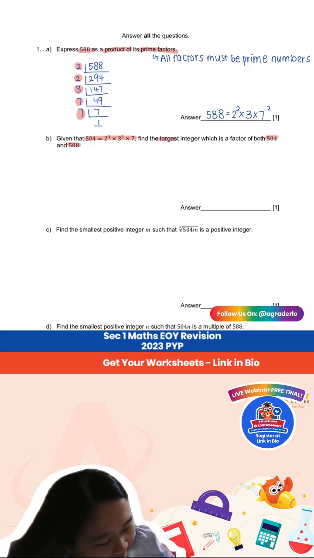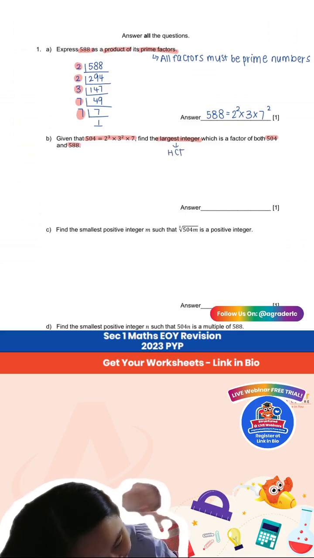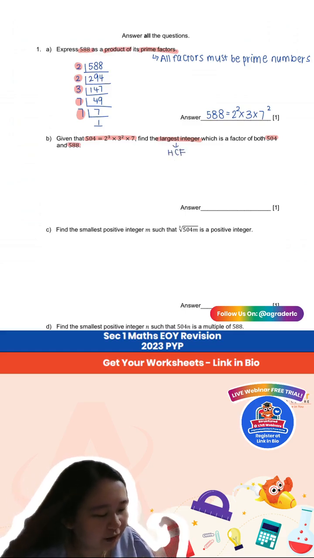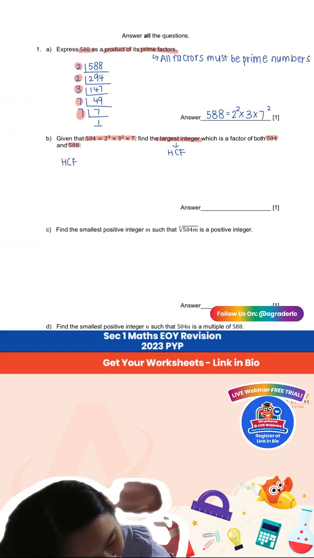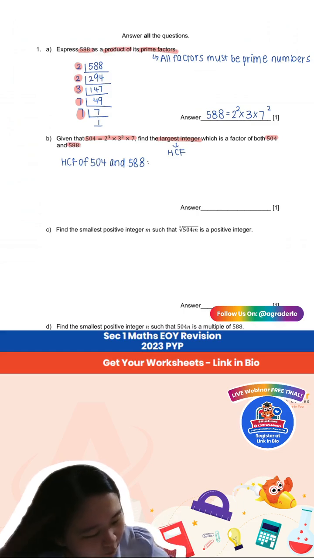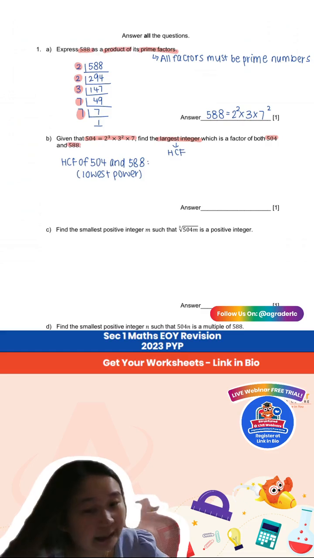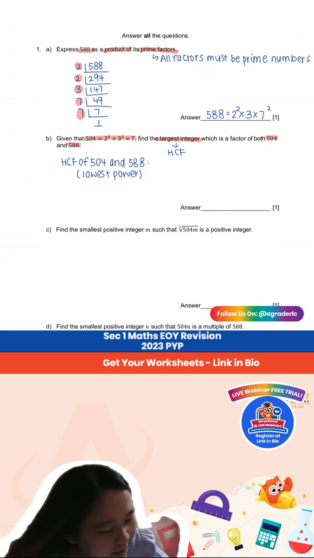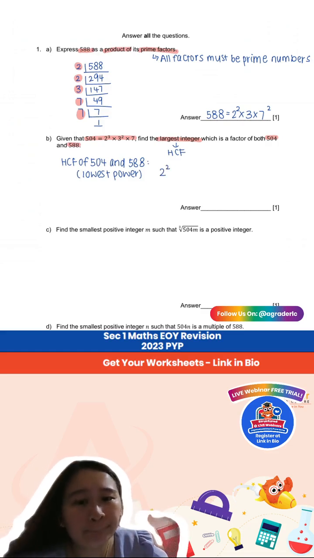So they ask you to find the largest integer, means they want you to find the highest common factor. That is both a factor of 504 and 588. So in order for you to find the highest common factor of 504 and 588, we will take the lowest power for both of them, looking at their prime factors. One is 2 to the power of 2, the other one is 2 to the power of 3. So the lower power will be 2 to the power of 2.